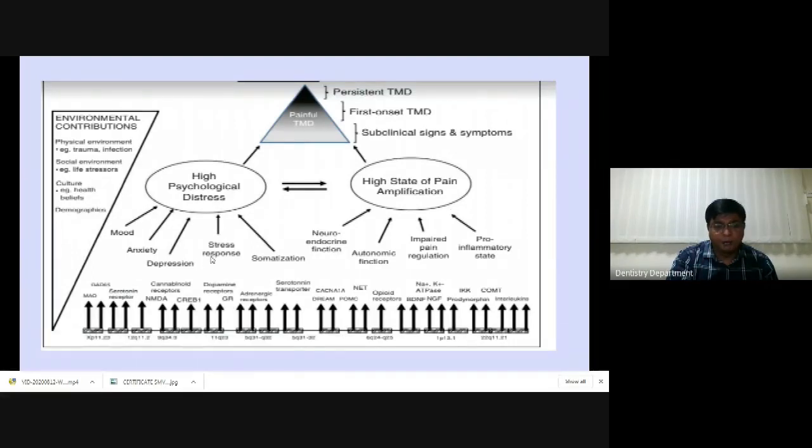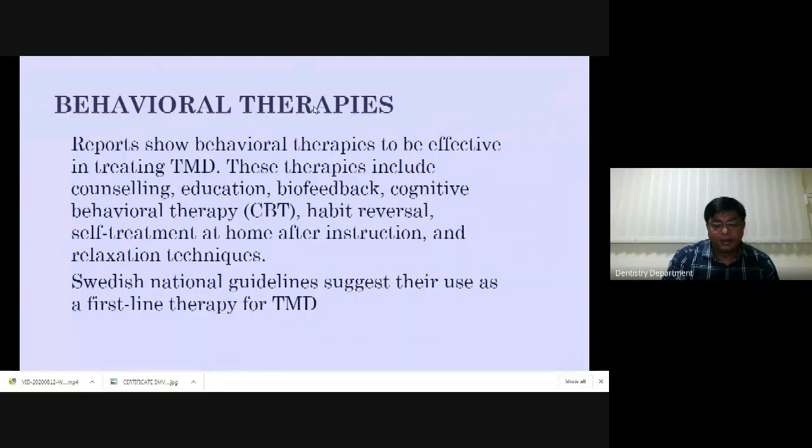Mood, anxiety, depression, stress response, somatization, neuroendocrine function, autonomic functions, pro-inflammatory states. These are all maybe the causes of TMD. There are environmental contributions like physical trauma, infections, social environment like life stresses, cultural and health beliefs, and they all are environmental contributions. So all these things may cause TMD. How to treat them? Behavioral therapies.